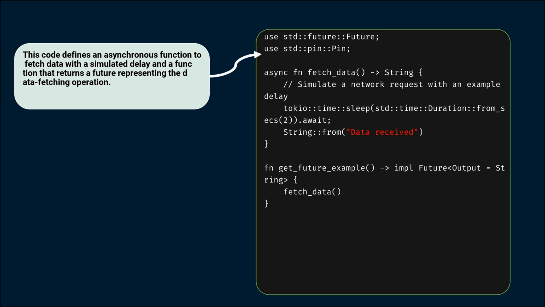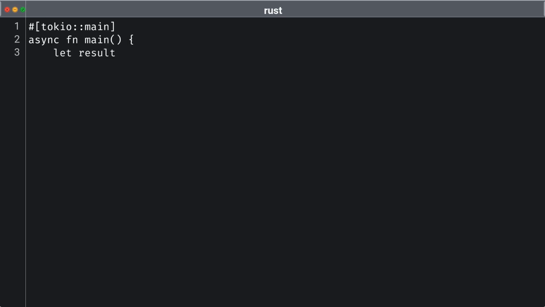This non-blocking nature of futures is a cornerstone of asynchronous programming in Rust, making it a powerful tool for handling I/O-bound tasks efficiently. Now let's see how we can implement a simple asynchronous main function using Tokio, one of the most popular async runtimes in Rust. We begin by using the tokio main attribute macro, which sets up the asynchronous environment necessary for running our program. Within the main function, which is marked as asynchronous with the async keyword, we can call our previously defined asynchronous function getFutureExample and await its result.